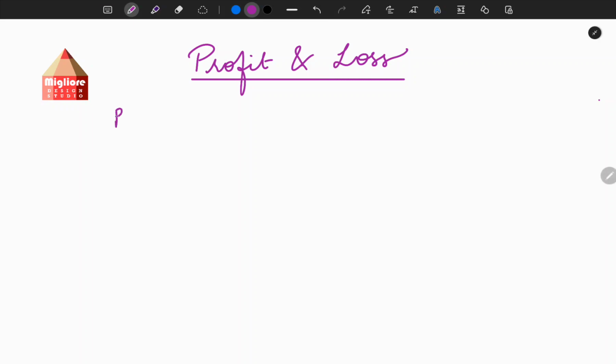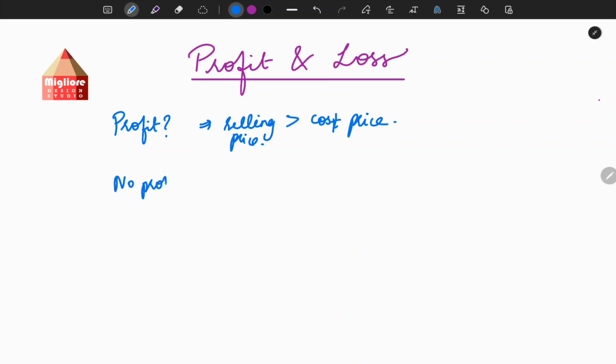So, what is profit? Say you buy an apple for 10 rupees and you want to sell it at a profit, which means that you want to earn money out of it. Now the only way you will earn money out of it is if your selling price is more than your cost price. Cost price is the price at which you bought it. So your selling price is more than your cost price.